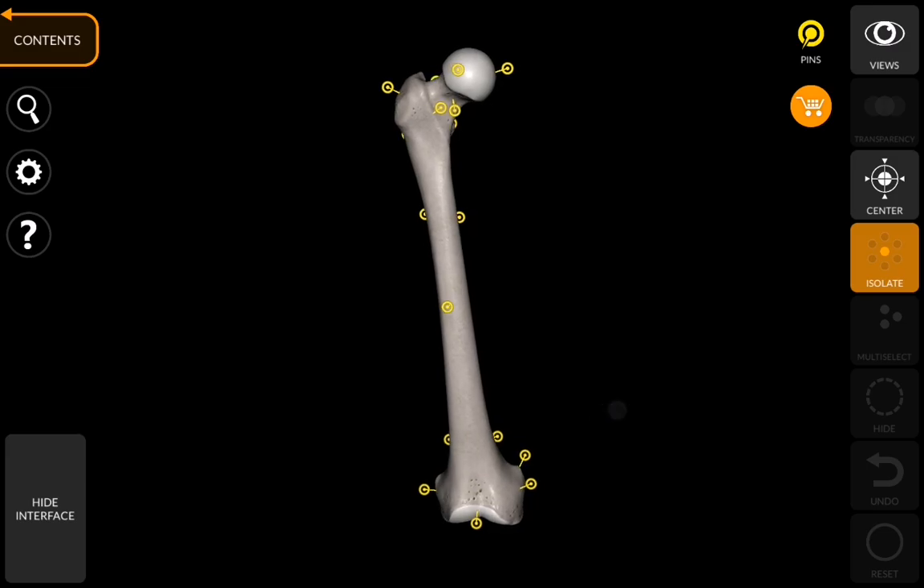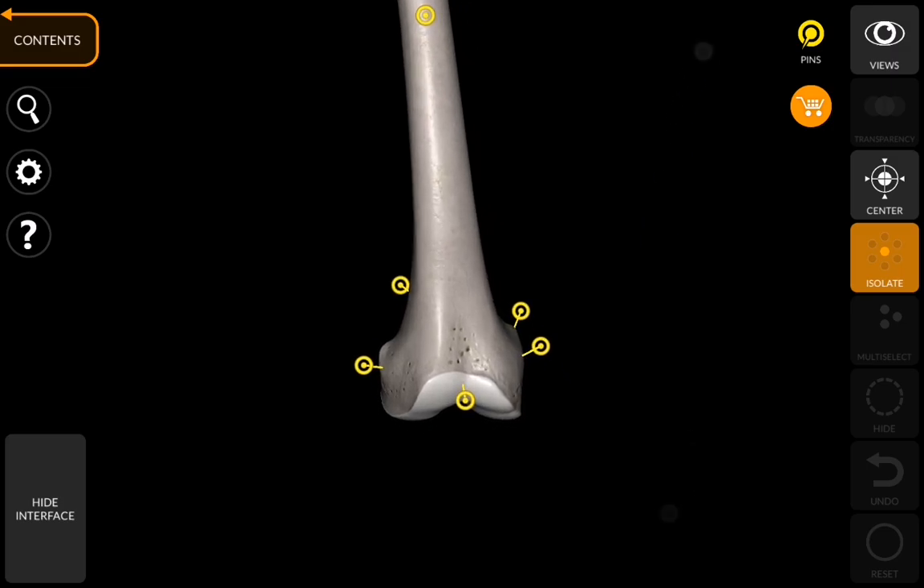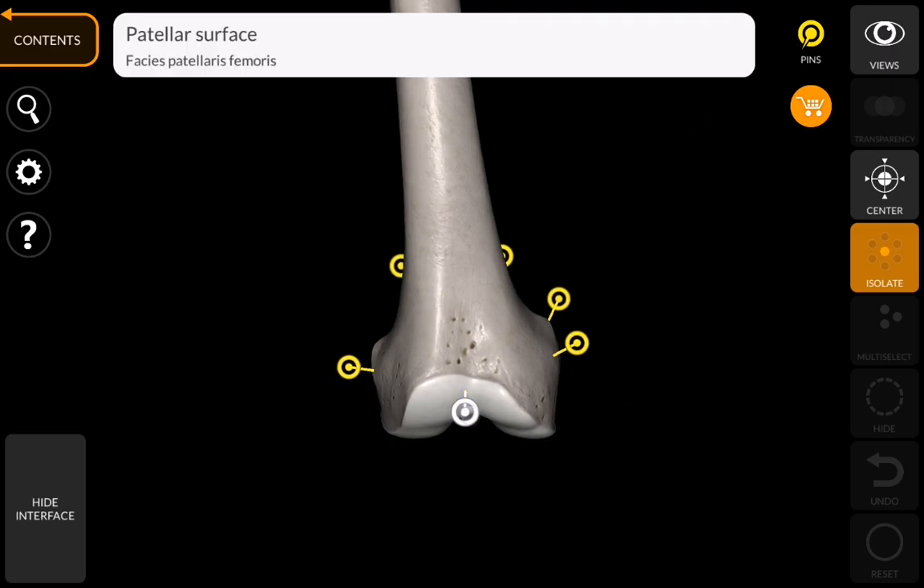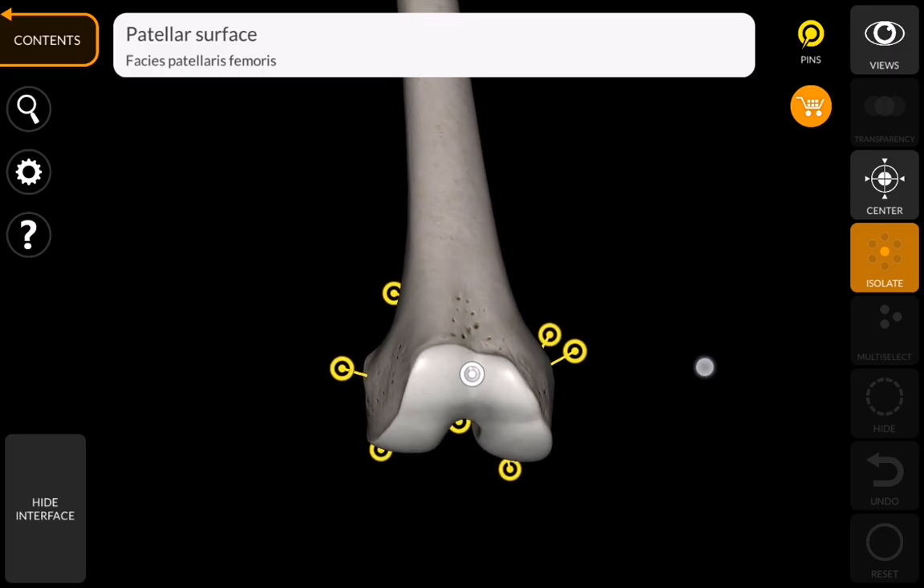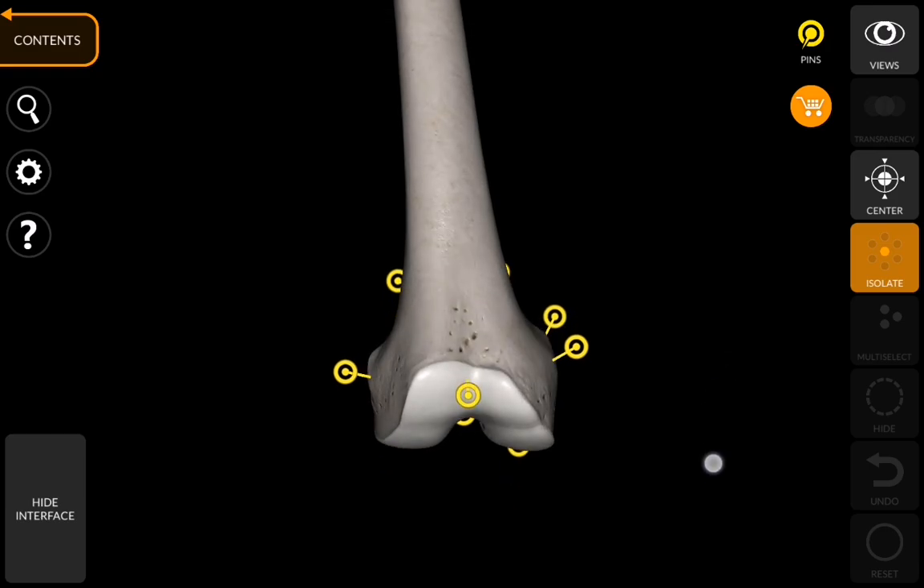The femur has a lot of landmarks. It may look confusing at first, but we'll go through these one by one. Let's take a look at the bottom first. Here, this is called the patella surface. This is where the patella would be. You can see this is where there will be articular cartilages. So remember, this is the patella surface.